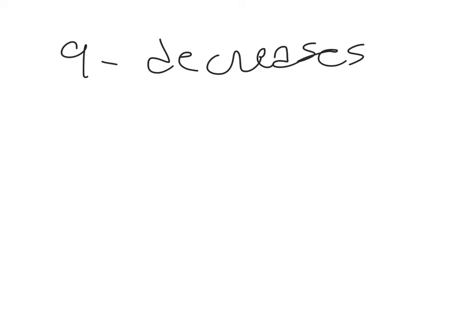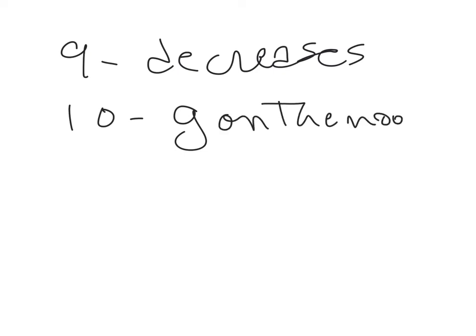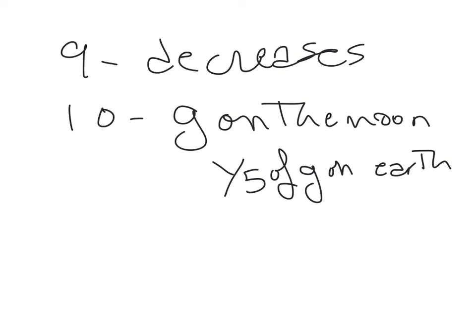Okay, number 10. Number 10 is asking us, if an astronaut weighs 100 newtons on Earth, his weight will blank on the moon. Let's take a look at this from a different perspective. What did we say about gravity on the moon? We said it is 1/5 of the gravity on Earth, right?